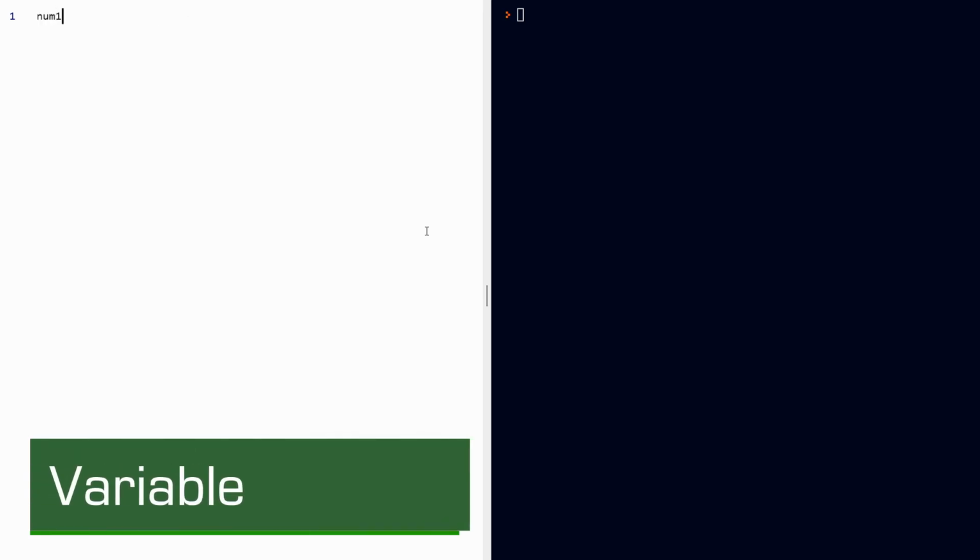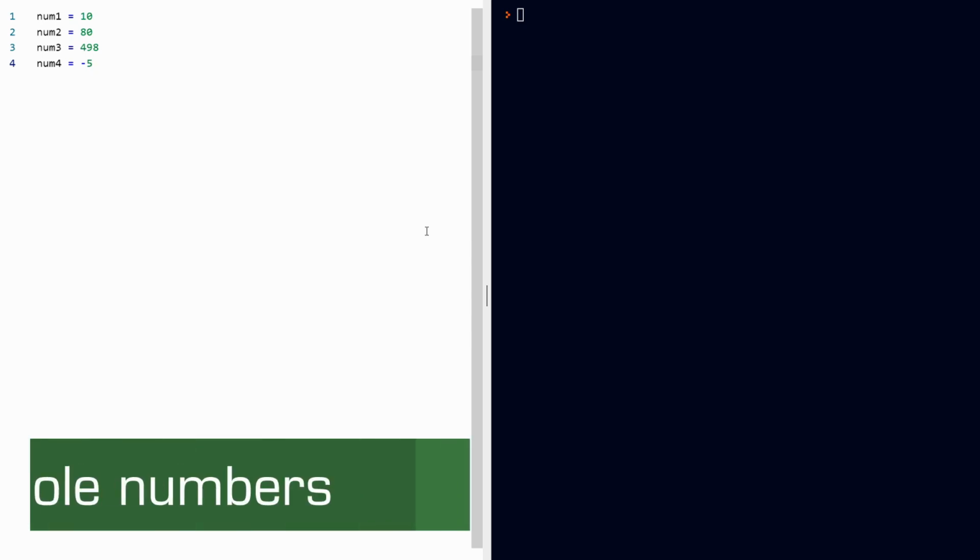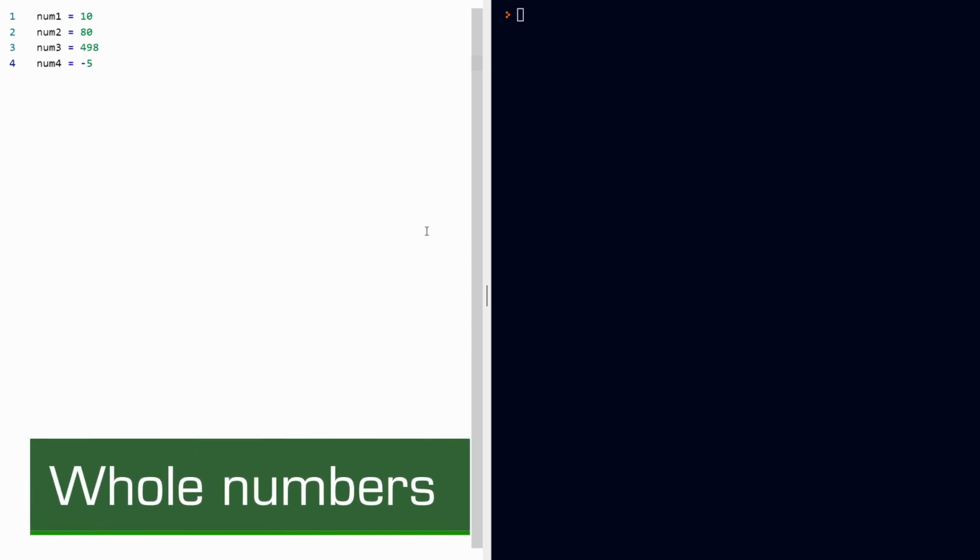Let's make a variable called num1, and the first integer I'm going to store is 10. Let's store another one. This time we'll have 80. Third one, let's go for 498, and let's do one more just because I want to show you that integers can also be negative numbers. But notice none of these have got decimal places after them. Remember, integers are whole numbers.